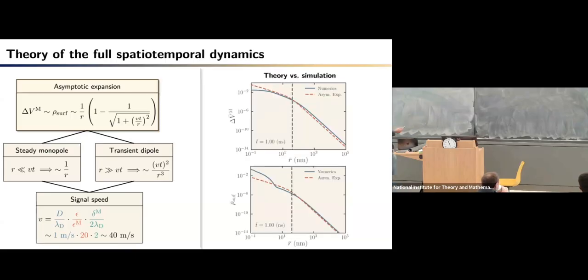And so how well does this do? It doesn't do really well initially because it's a long time limit, but within a few nanoseconds, you can see that the agreement between the theory and the numerics is exact.